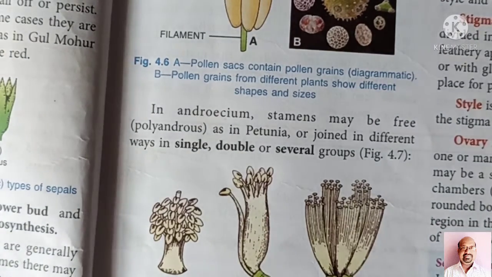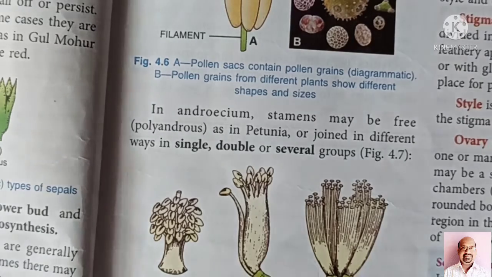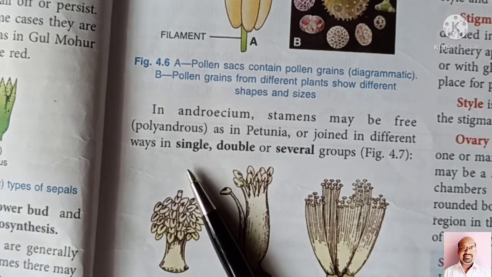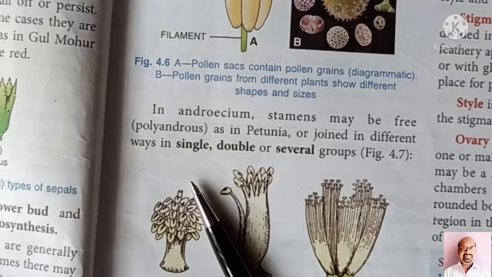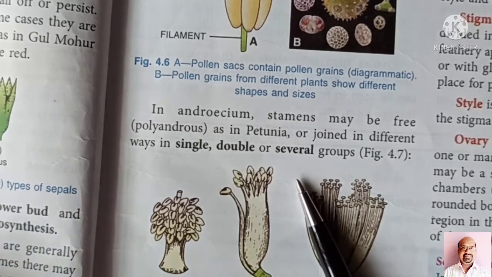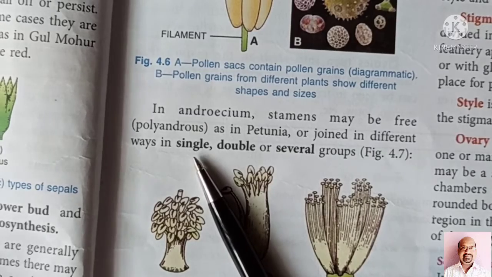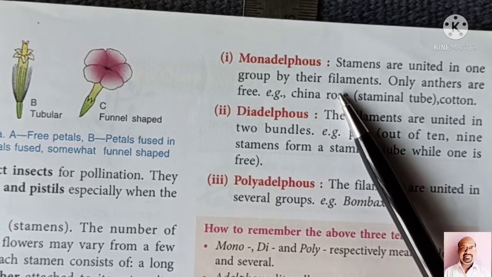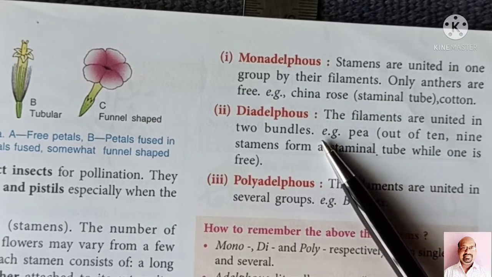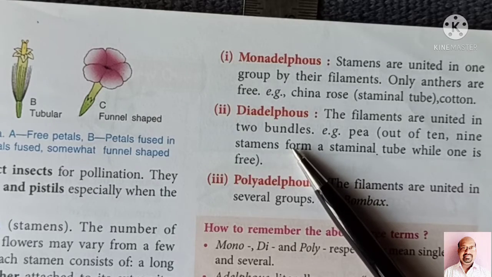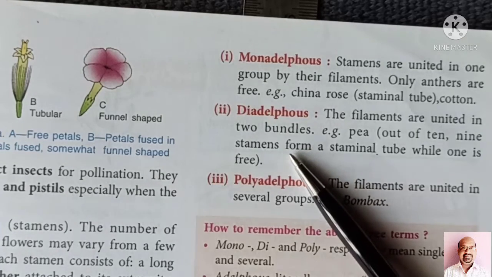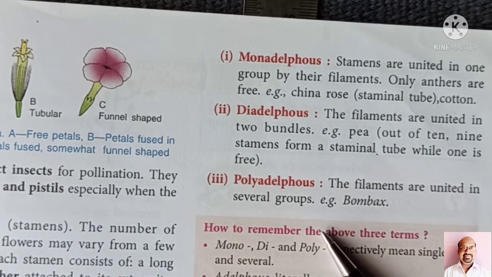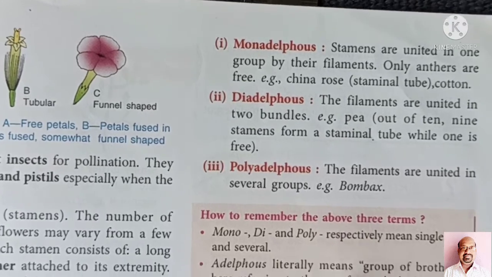In androecium, stamens may be free, and if they are free, then it is called polyandrous. If they are joined, then on the basis of the method of joining, they have different names. If they are fused into a single bundle, then they are called monadelphous. If the filaments are joined together in 2 bundles, they are called diadelphous. And if more than 2 bundles are fused, then it is called polyadelphous.